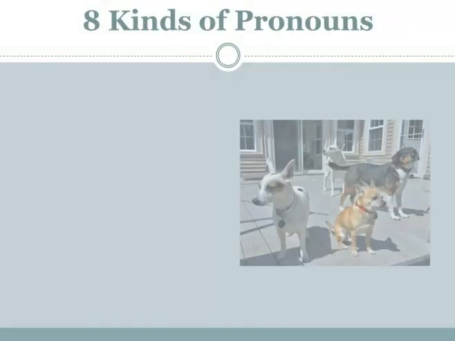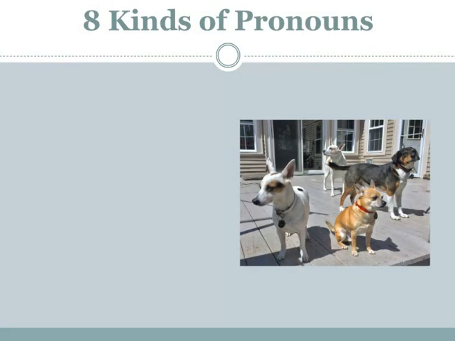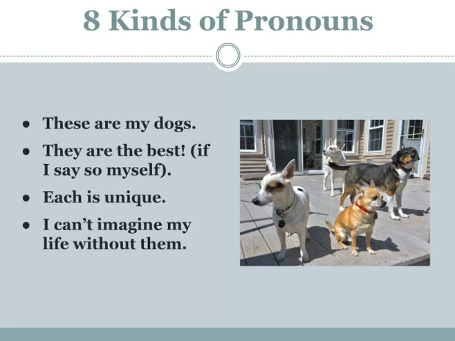So as you can see, I wanted to refer to these 4 gorgeous creatures. Rather than have to repeat nouns over and over again, I would be able to use pronouns. These are my dogs. They're the best, if I say so myself. Each is unique, and I can't imagine my life without them. Yes, those are my dogs. Looking over those 4 sentences, see if you can spot where all the pronouns are. There's one of almost each of the 8 kinds in these 4 sentences.